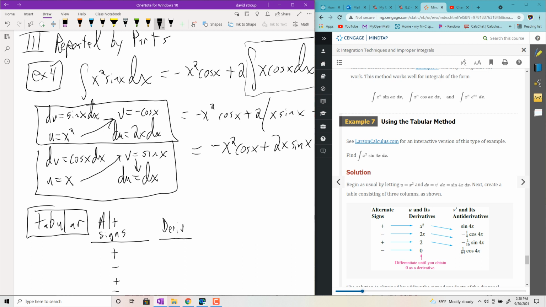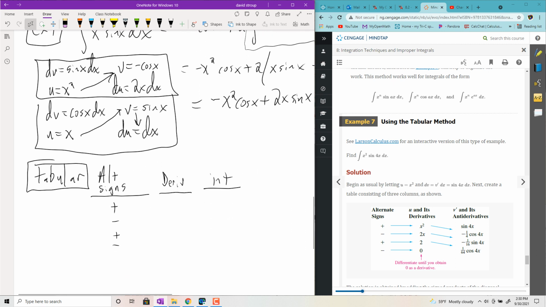And then you do a column of integrals. Okay. So the one you're going to be doing the derivatives of is the one that's going to go away, the x squared part. Okay, that's u anyways from Lie. So you would have the x squared, and then you go 2x, and you keep on going until you get 0, and then 2, and then you're done. Okay, so for the integral, you'll have sine x, and then negative cosine x, negative sine x, and then finally cosine x.